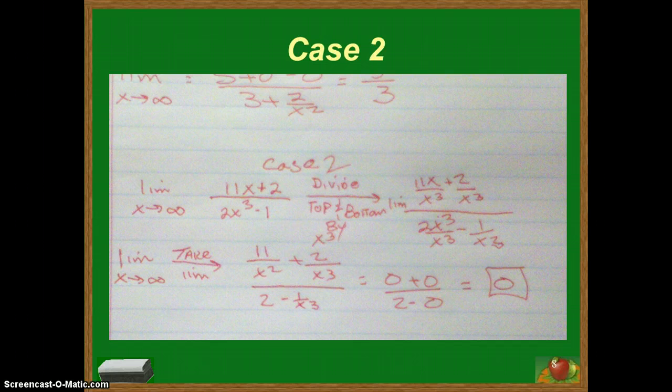Well, the limit of 11 over x squared would be 0. The limit of 2 over x cubed would be 0. The limit of 2 is a constant, that would just be 2. And the limit of 1 over x cubed is 0. So the answer comes out to be 0.